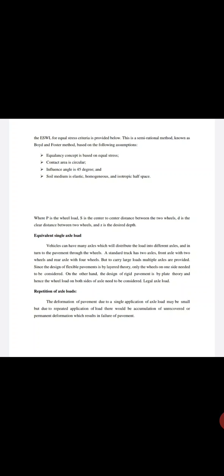Axle load repetitions: the deformation of pavement due to a single application of axle load may be small, but with repeated applications of load, there would be accumulated permanent deformations, with the result of failure of the pavements.